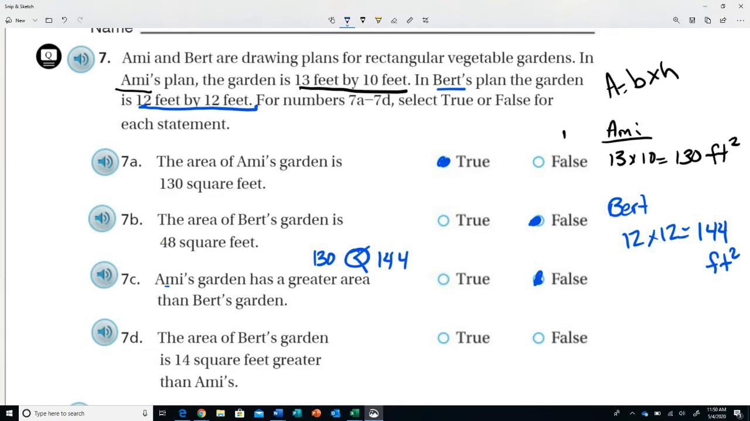The area of Bert's garden is 14 square feet greater than Amy's. So when we look at something like this, now we're looking at a subtraction problem. Here's Bert's garden minus Amy's garden. And you don't even have to borrow. This is in fact true. It is 14 square feet greater. This is not a hard question. It's a lot of reading. So hang in there. Give it a good try.